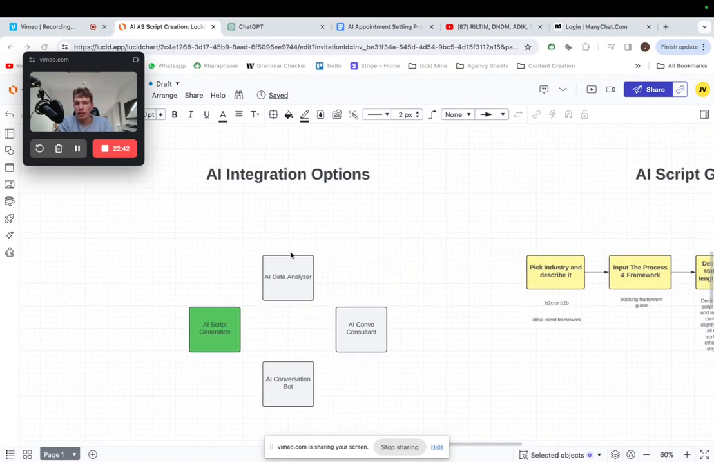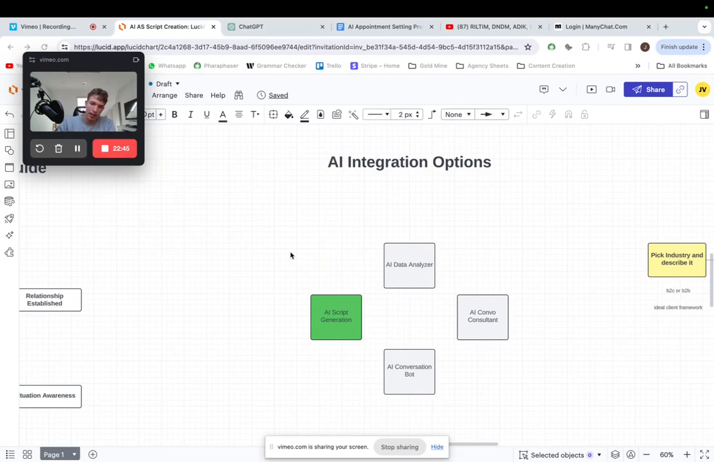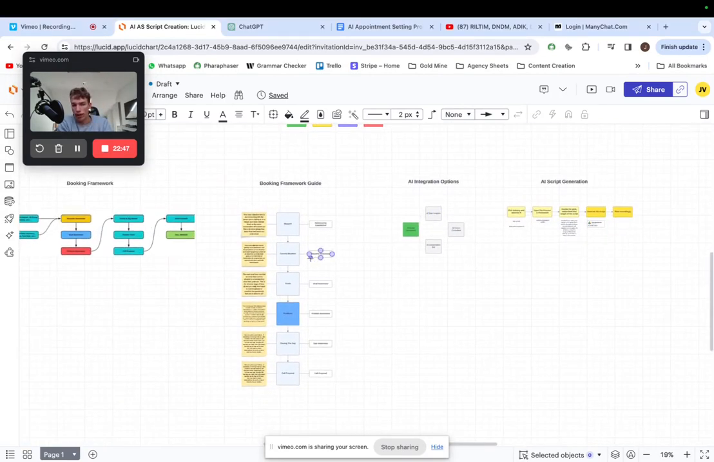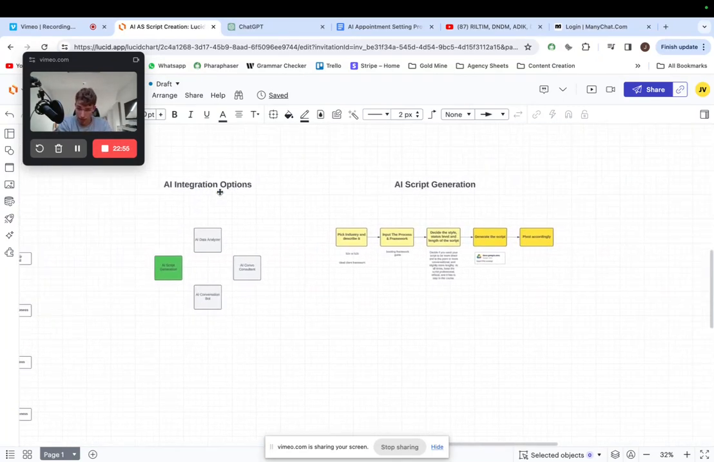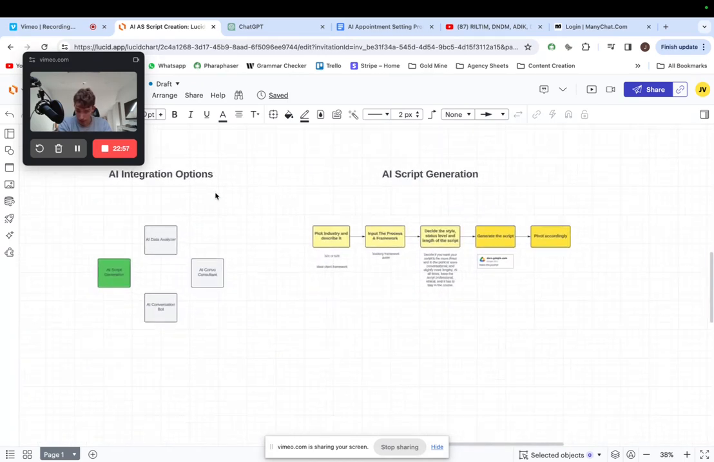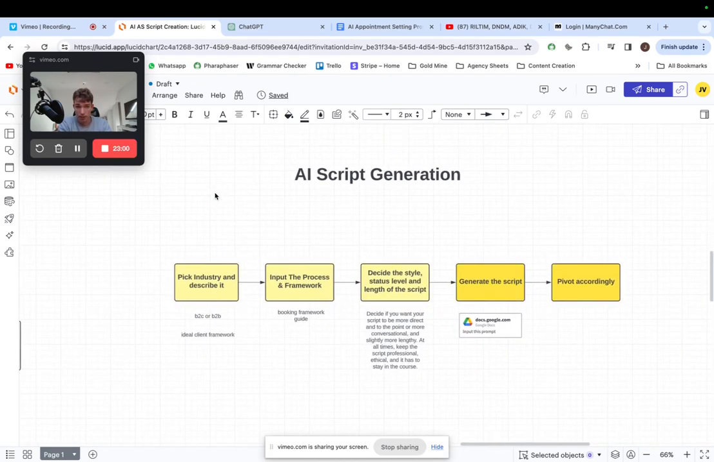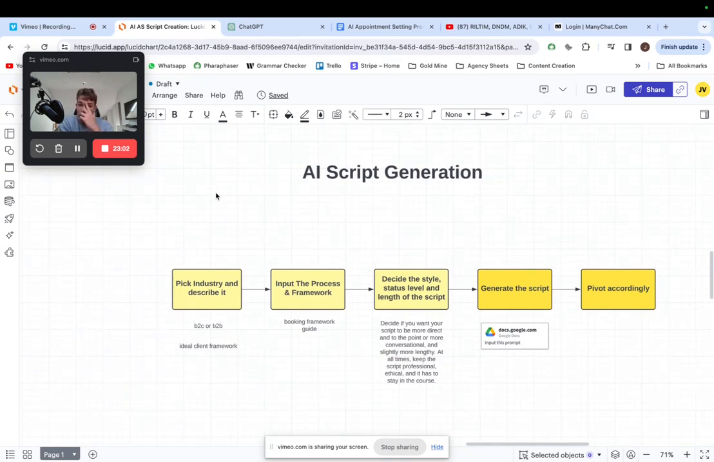The main part I need you to focus on is understanding how the booking framework guide works, how the booking process works, what stages you need to go through and what to focus on in all of them, and then use that information to generate the script. So here are the steps. First of all, you need to pick an industry and describe it. So if you are, for example, in e-commerce, or in any wealth business industry, which is B2C, then just take your industry and make some notes about it.